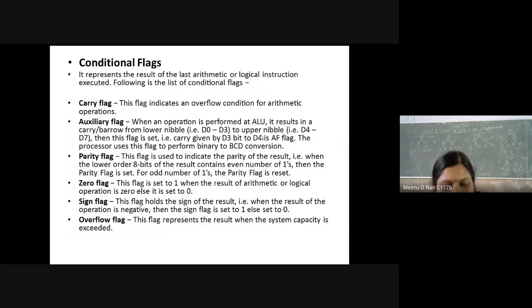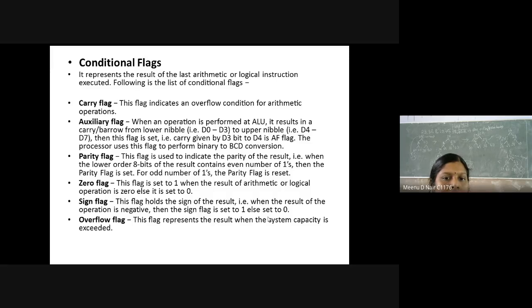So carry flag and auxiliary carry flag. Carry flag means there is a carry in the D7 bit. Auxiliary carry means there is a carry in the D3 bit. Then the next one is the parity flag. You have studied even parity and odd parity in digital electronics, and it is the same here. If the result has an even number of ones, the parity flag is set as one. After the arithmetic operation, the flag is set or reset. If the result has an odd number of ones, the parity flag is set as zero.